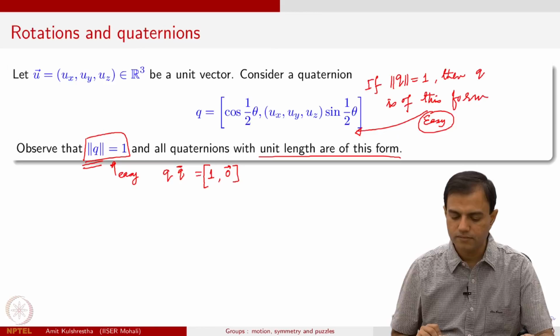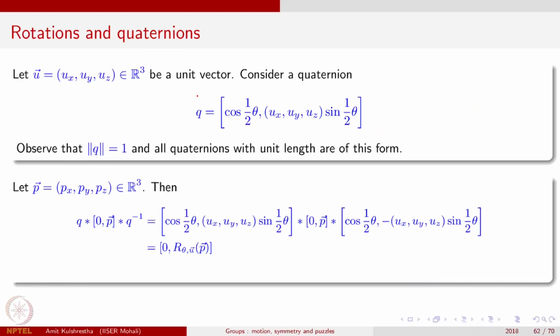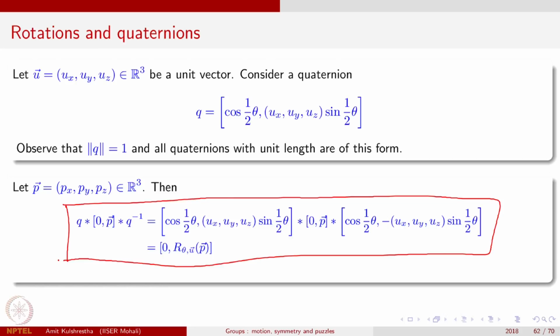So all unit quaternions can be written like this. Okay, and this is a very relevant calculation. If you take a vector in R3, I'm calling it p, I am considering this vector as a quaternion by putting the scalar part to be 0, and I am conjugating by a unit quaternion.